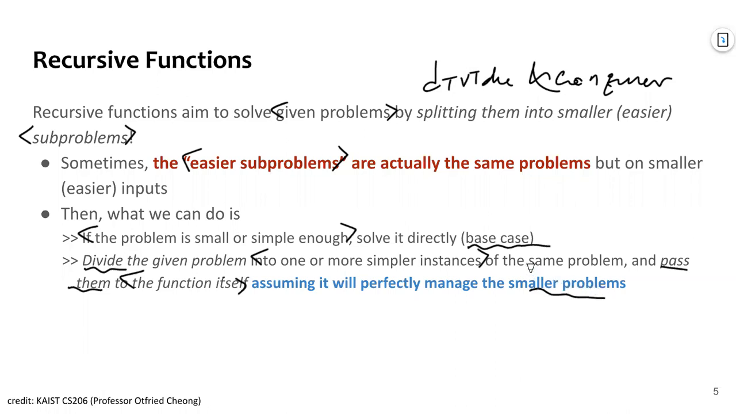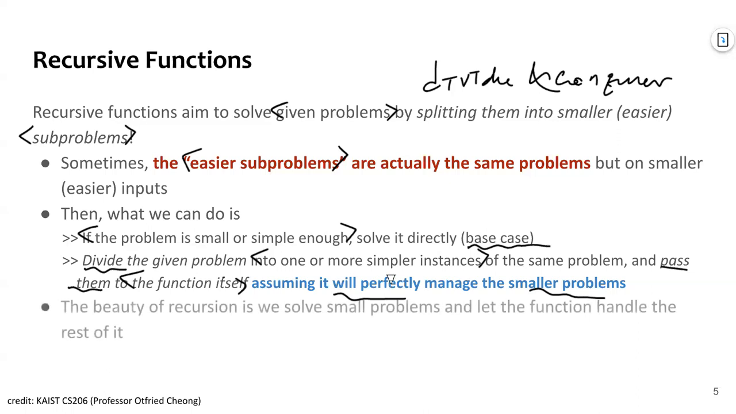What we need to be careful about is how we divide the given problem into smaller ones and pass those smaller problems to the function, without worrying about whether it's going to work well or not. We just trust that it will perfectly manage the smaller problems. The beauty of recursion is we solve just small problems and let the function handle the rest of it.